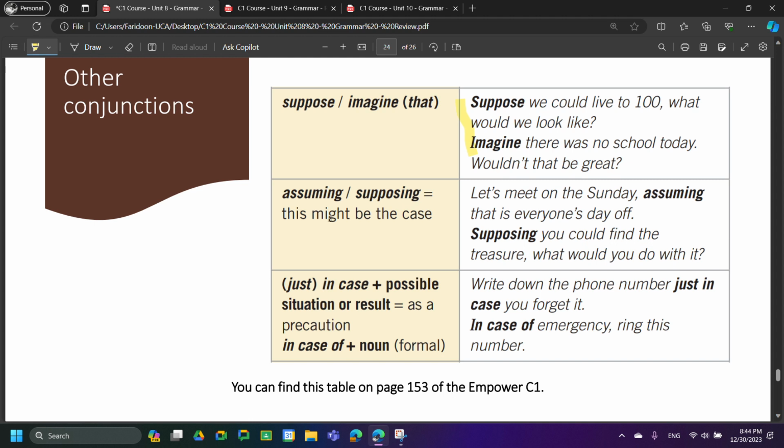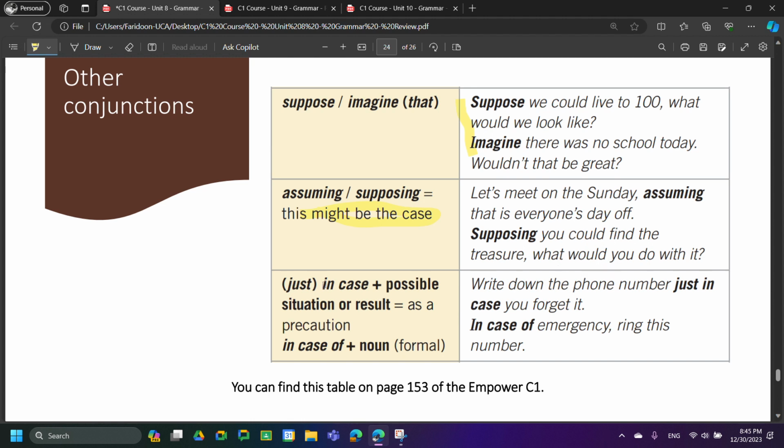Assuming and supposing equals this might be the case, or means that this might be the case. Example, let's meet on the Sunday, assuming that everyone's day off is Sunday. Okay, so you're not sure, but you think that this might be the case. You think that everyone's day off is Sunday, right? And supposing, same thing, supposing you could find the treasure, what would you do with it?